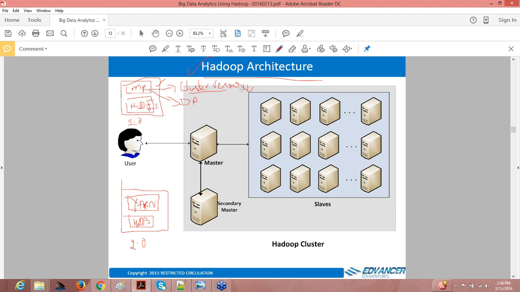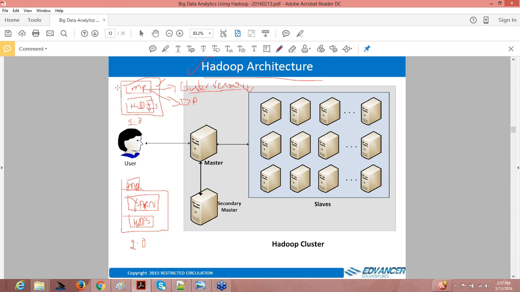In 2.0, this cluster resource management was separated and a new component was created. YARN takes care of that. YARN just manages the cluster resources. It allocates or provisions resources for running different types of distributed applications. Now on top of YARN, we run the MapReduce application in Hadoop 2.0.